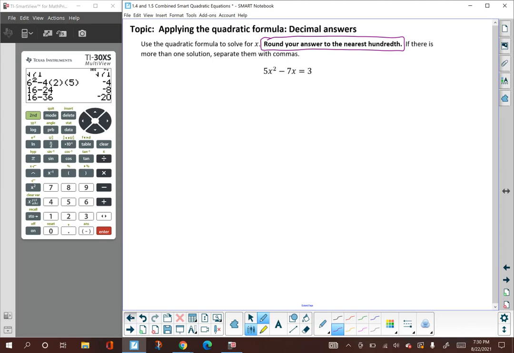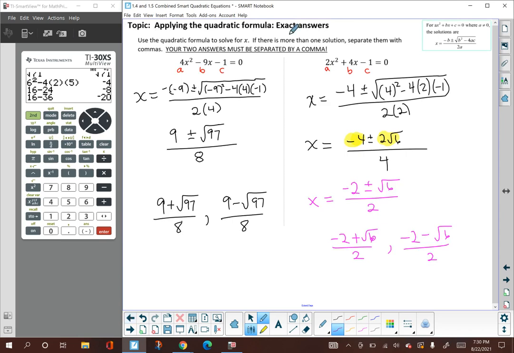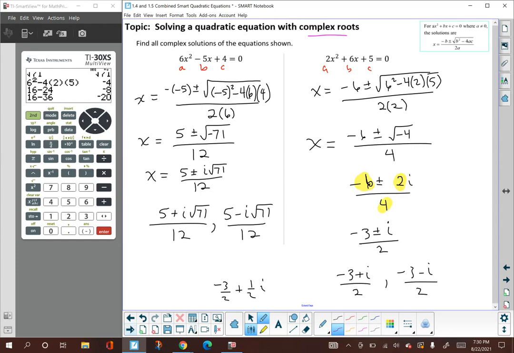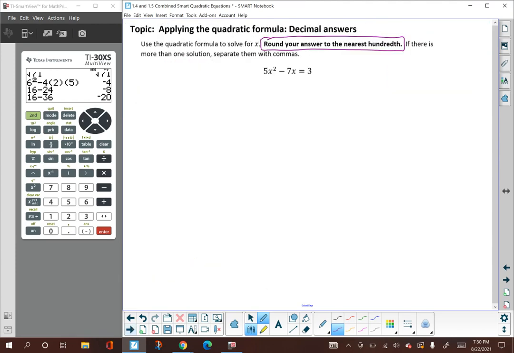Our other topics said that they wanted exact answers. Exact answers means we don't want to round anything. We want to leave it in that exact radical form. So for this topic, we want to get our decimal solutions and round them to the nearest hundredth.